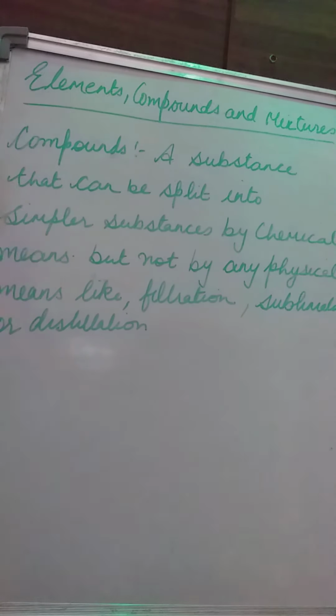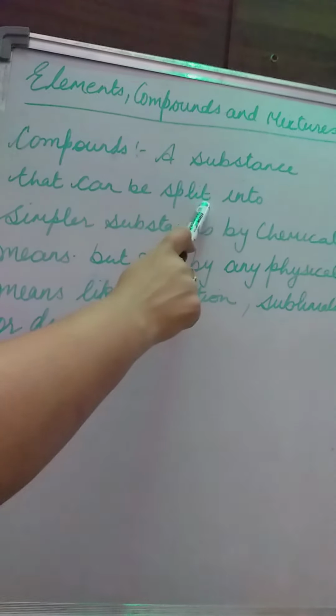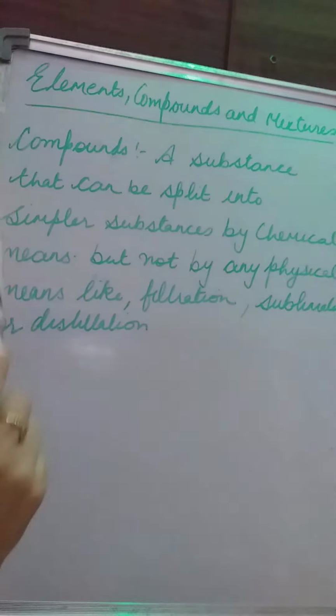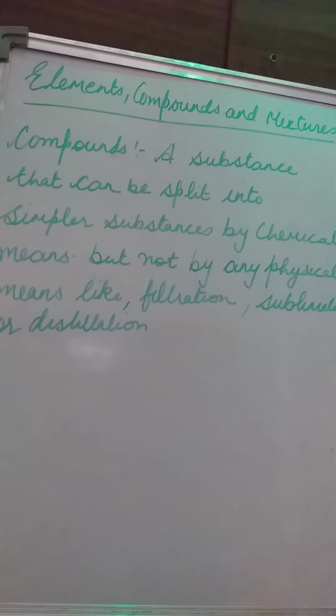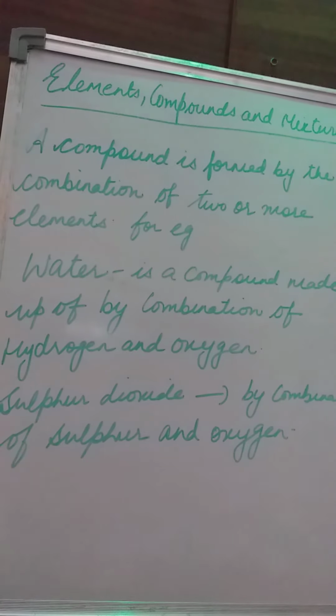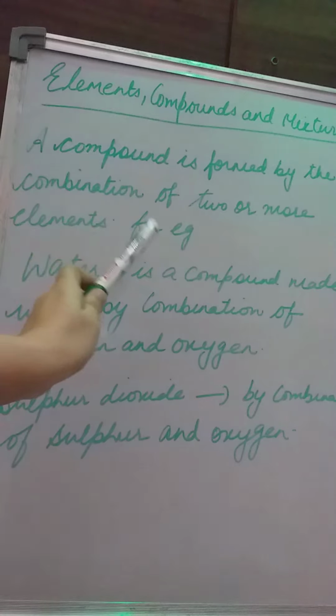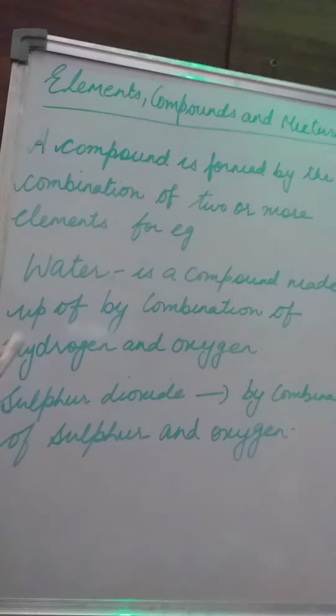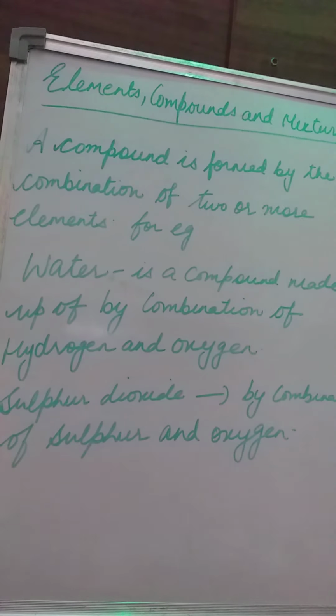Now next we will learn about compounds. What do you mean by compound? A compound is a pure substance that can be split into simpler substances by chemical means but not by any physical means like filtration, sublimation or distillation. Now students, a compound is formed by the combination of two or more elements. For example, water is a compound made up of the combination of hydrogen and oxygen. Sulfur dioxide is a compound formed by the combination of sulfur and oxygen. Another example is carbon dioxide, which is formed by the combination of carbon and oxygen.